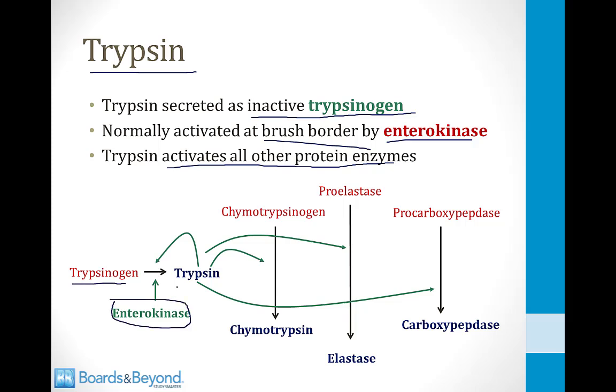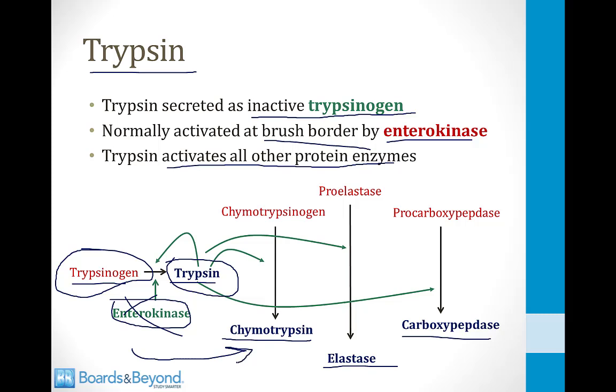Enterokinase can convert trypsinogen into trypsin, and then trypsin can activate chymotrypsinogen to chymotrypsin. It can also activate elastase and carboxypeptidase. Trypsin can even go back and convert more trypsinogen into trypsin. So it's a very powerful pancreatic enzyme. And once it gets auto-activated, in other words, not activated due to enterokinase in the intestines, it can be very dangerous to the pancreatic tissue because all these enzymes get turned on and they begin to auto-digest the organ.